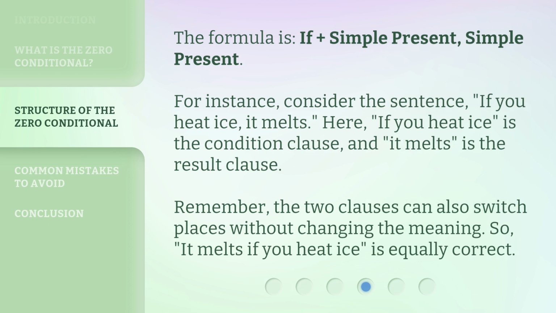For instance, consider the sentence, if you heat ice, it melts. Here, if you heat ice, is the condition clause, and it melts, is the result clause. Remember, the two clauses can also switch places without changing the meaning. So, it melts if you heat ice, is equally correct.